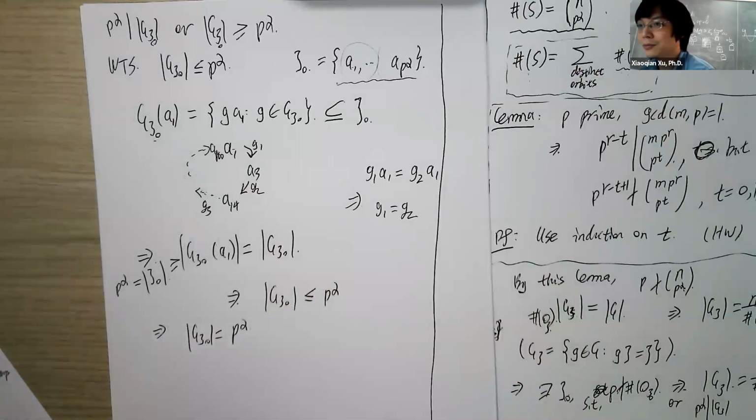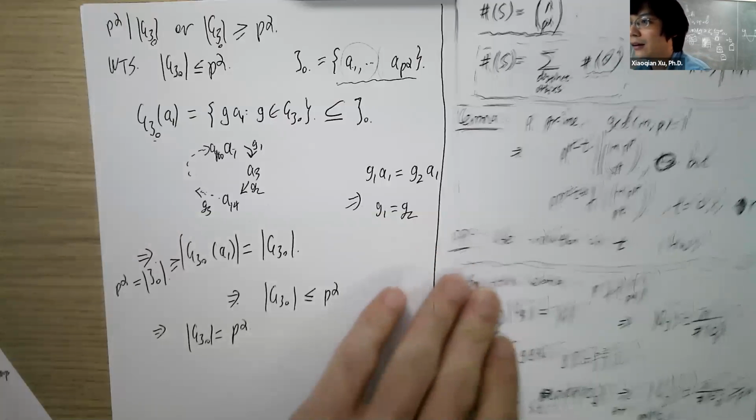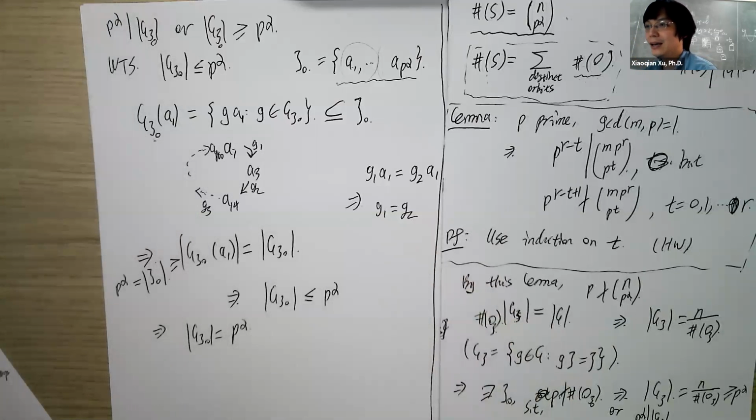We found a group of order P to the alpha. You see, we use almost nothing, we just take a group action and try to analyze the orbit and stabilizer and so on. Right? Any question before we move on?